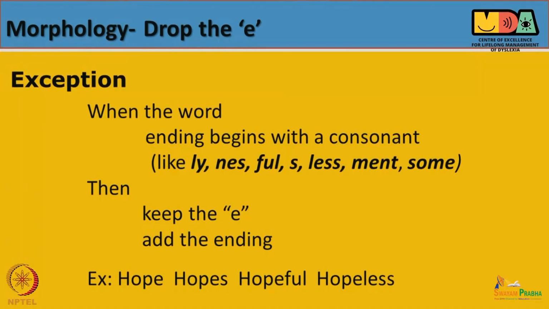The other exceptions for the drop the E rule are when you are adding the consonant suffixes. For instance, ly, ness, full, s, less, ment and some. There, when you are adding the consonant suffix, you do not drop the E in words that end with E. For example, hope, hopeful, hopeless, hopes. You do not drop the E.